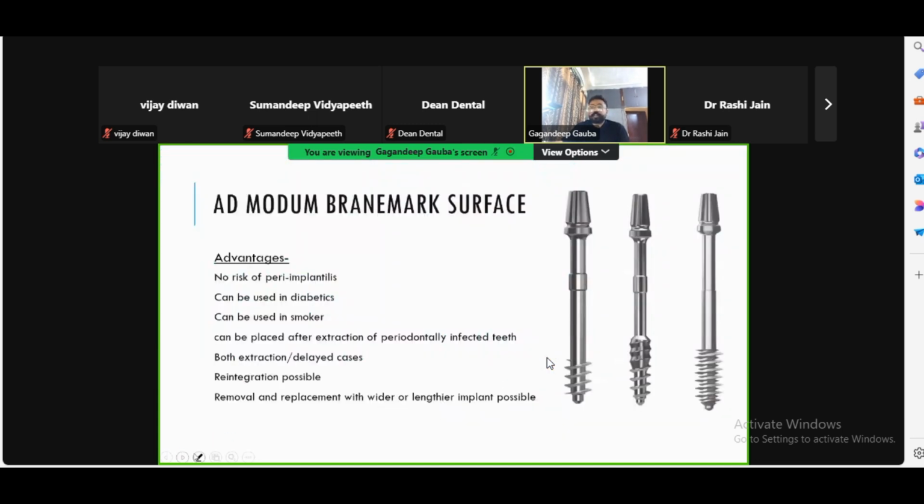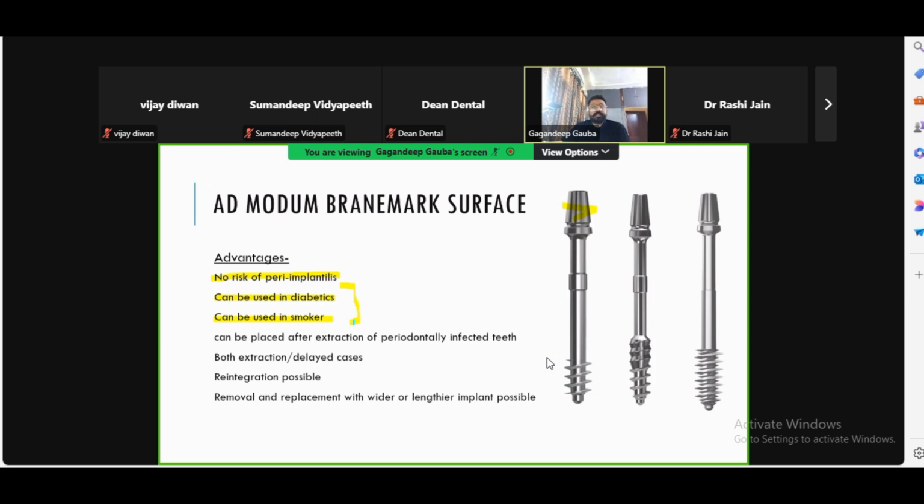First, we will come to the smooth surface. The implants are wholly made up of polished machined surface titanium. So what are the advantages? The advantages are there is no risk of peri-implantitis. Because of the smooth surface, even if there is some bone loss, the exposed surface will be smooth and self-cleansing. So there will not be any kind of peri-implantitis. Because of the smooth surface, the implants can be done in diabetics also, right? The implants can be done in smokers also.